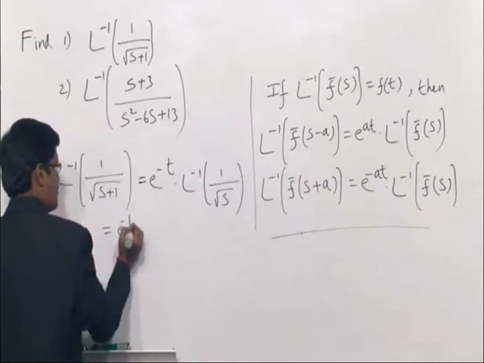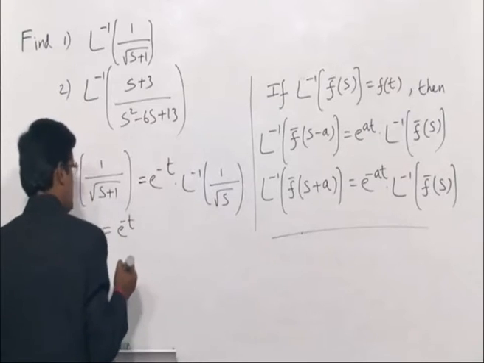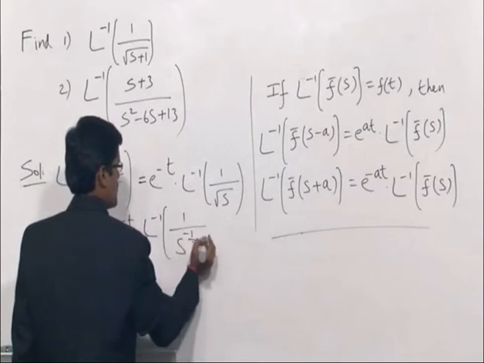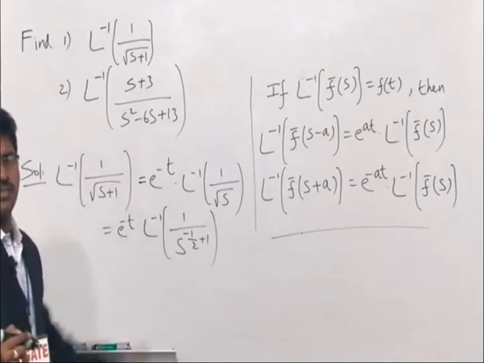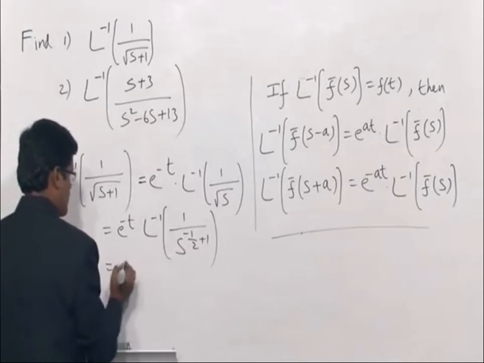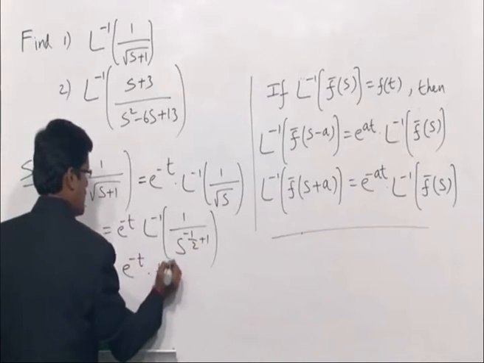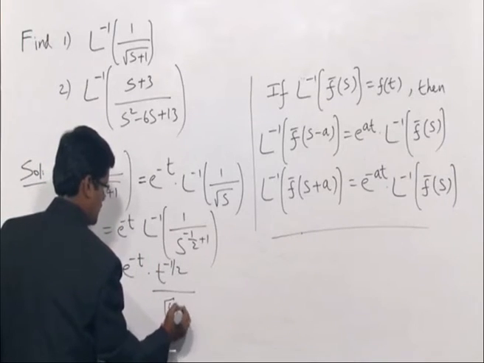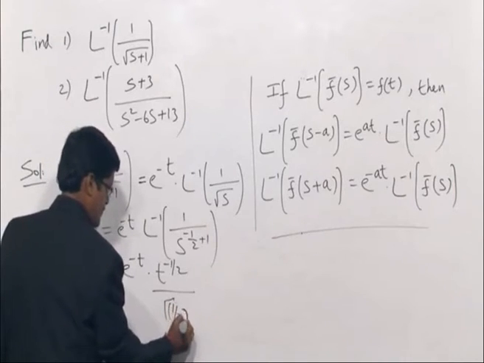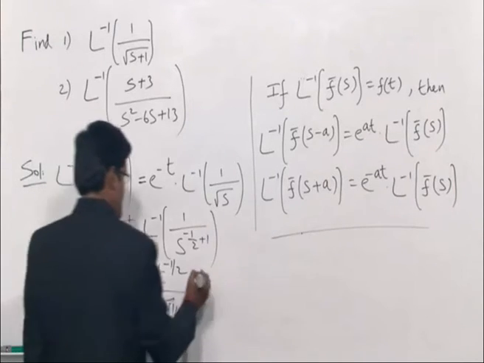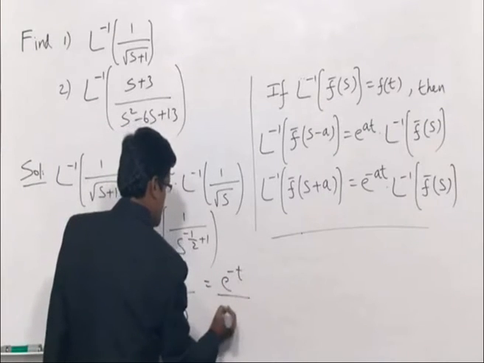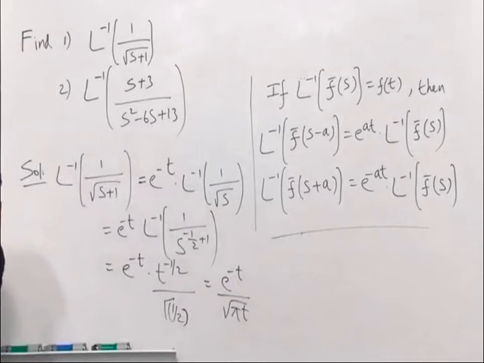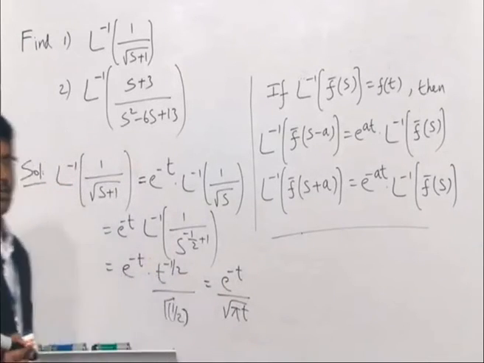Now compare 1 over root s with 1 over s power n plus 1. It is in the form of 1 by s power n plus 1, where n is a fraction, minus 1 by 2. In the inverse formula, the last one gives t power n over gamma of n plus 1. That becomes t power minus 1 by 2 over gamma 1 by 2. So this is e power minus t, and t power minus half comes down as square root t, and gamma half is root pi, so the answer is e power minus t over root pi t.